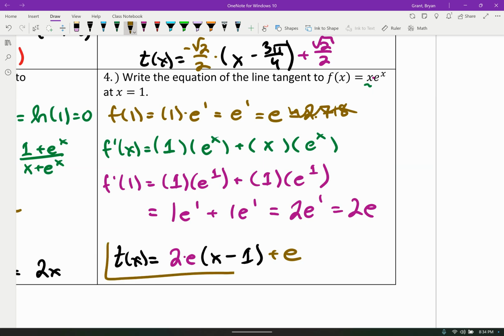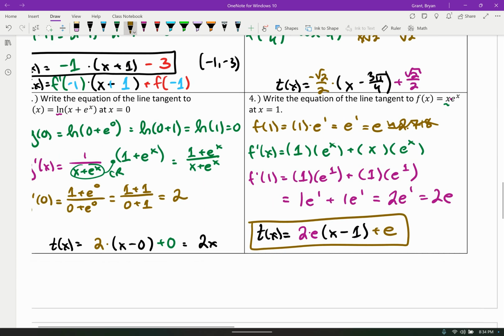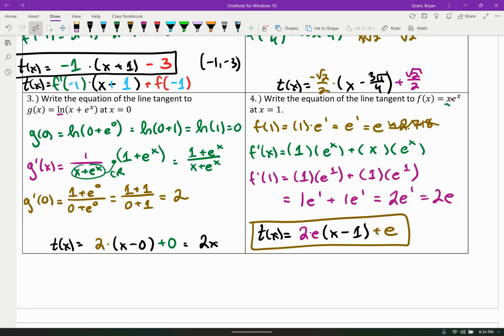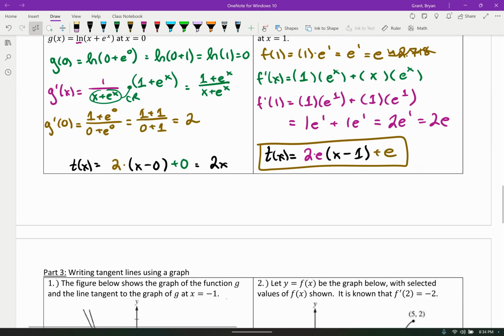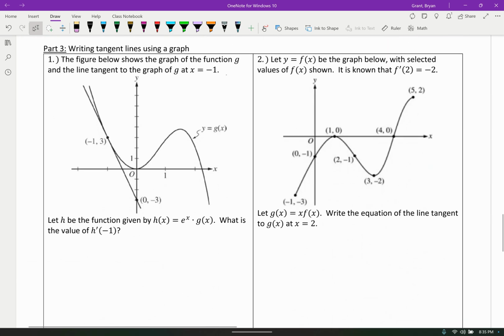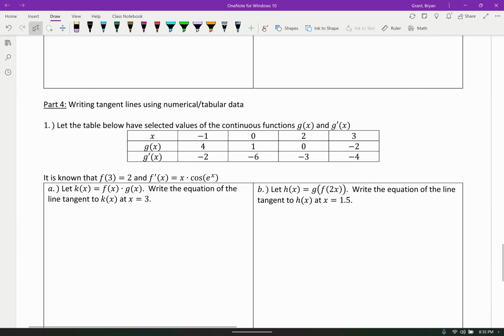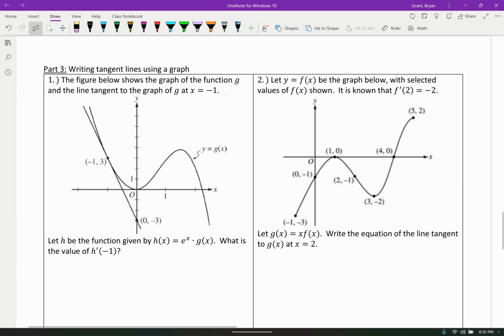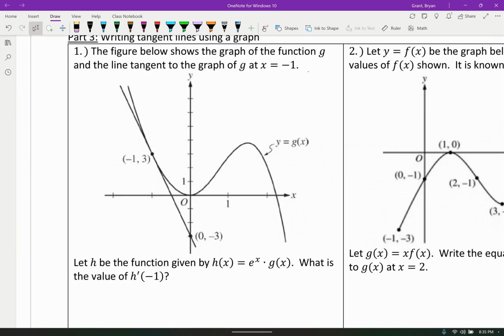Right. All right, so we're on to the last page at this point. We've done enough examples with equations, so let's go ahead and look at the last couple. These last couple, I have graphs and then a table. So first one, figure below shows the graph of the function g and the line tangent to the graph of g. Maybe we should color coordinate this with the line tangent. That's this guy right here.